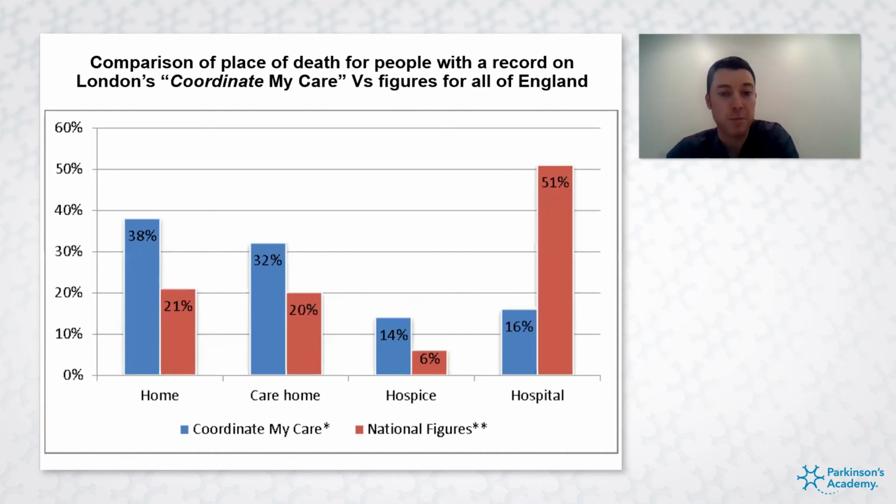We know that if people have an advanced care planning record done by this format, this is from the London Coordinate My Care system, which is a lot more developed system I get the impression, they are significantly more likely to die in their own home or a care home, and significantly less likely to die in hospital than the national figures for patients who don't have a similar electronic advanced care planning record.